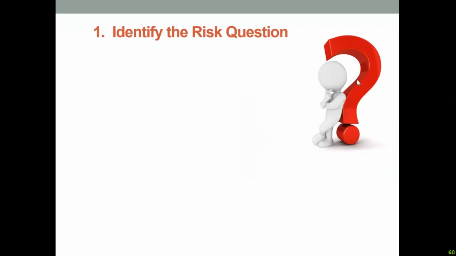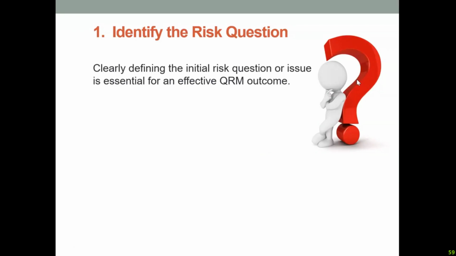Number 1, identify the risk question. So clearly defining the initial risk question or the issue is essential for an effective QRM. And you might think it's a straightforward thing, but this actually takes a little bit of thought because you're setting the boundaries as to how your investigation is going to go based on your risk question. So you should really have a good think about it.